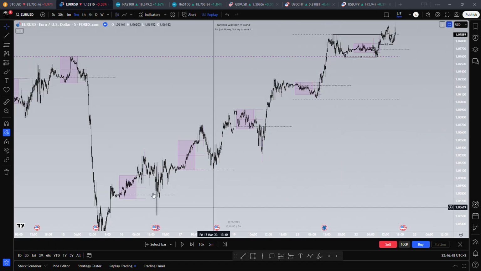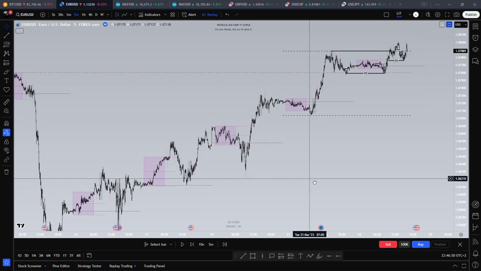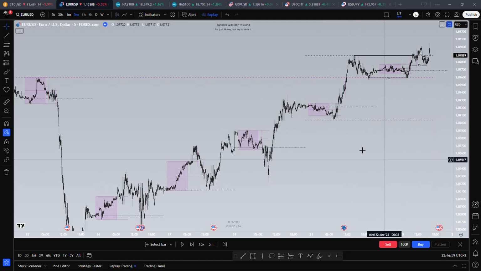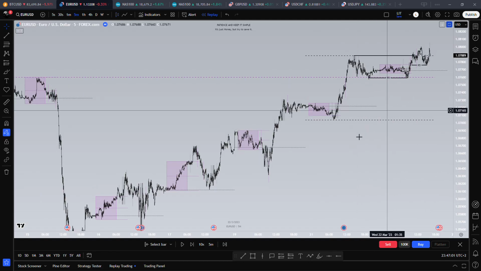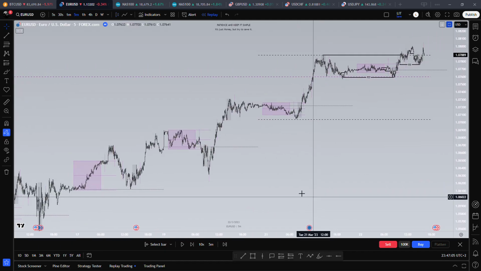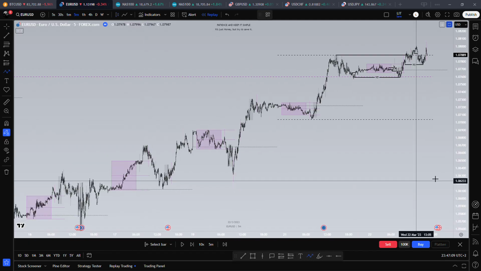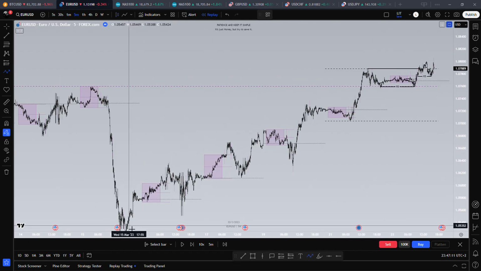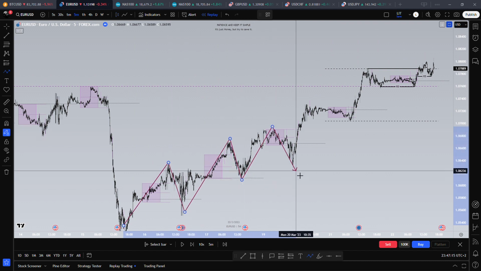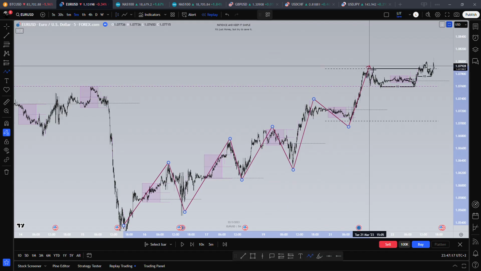Okay, so for example, I'm going to explain what I'm trying to do to confirm my entries and understand why I enter and why that could be a good reversal. First of all, I look on M5 and I see the main structure. As you can see, the main trend is uptrend.